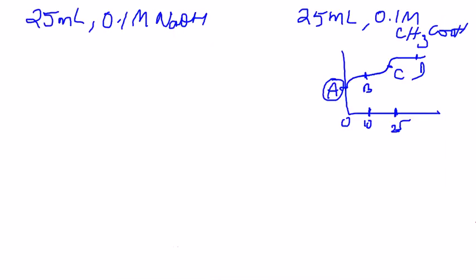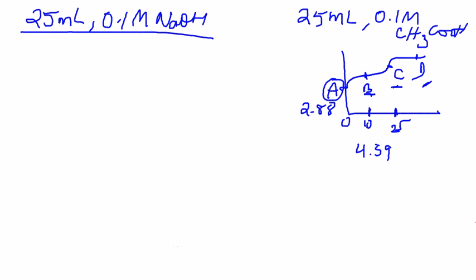Now we have already done A, which is what we found was 2.88. B we found it to be 4.59. We are going off to C and D. Those are the next two things that we have to determine. Suppose we have added 25 milliliters of 0.1 molar NaOH.